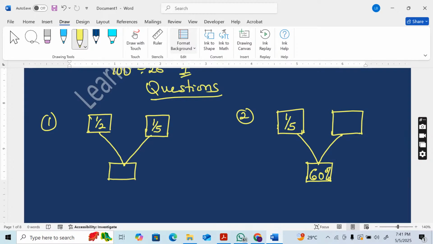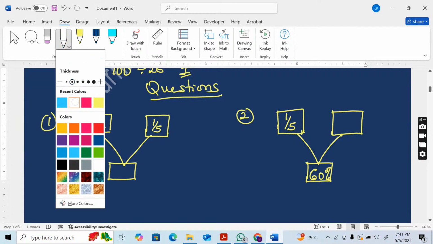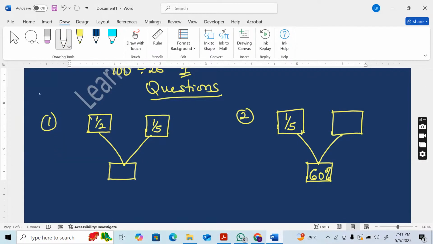We have 60%. So now let's figure these two out before we move on. For number 1, to figure out the number that is below, we have to find the percentage of the number on the left side, the percentage of the number on the right side, then we add them together.